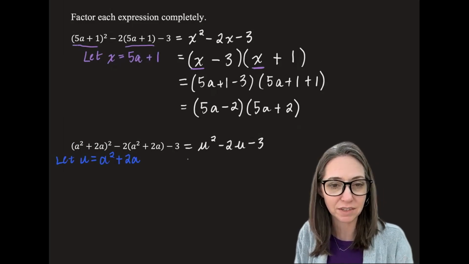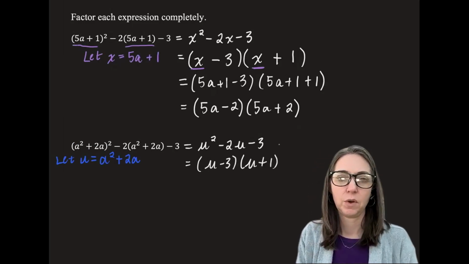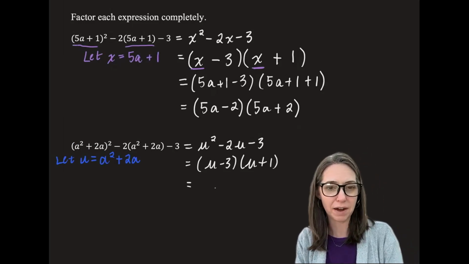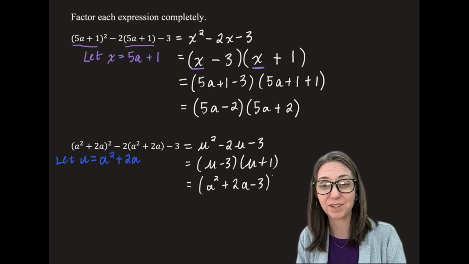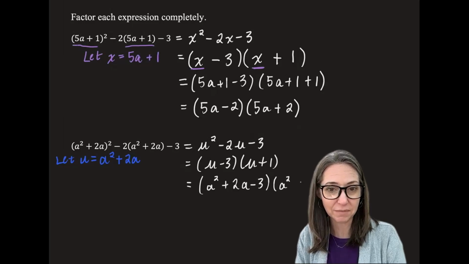Oh, look at that. It's the same thing, right? So we know that's going to factor into (u - 3)(u + 1), which we then can go back and do, replace that u by a squared plus 2a, minus 3. And you really didn't even have to do the substitution. If you were able to do this in your head, that's fine. a squared plus 2a plus 1.